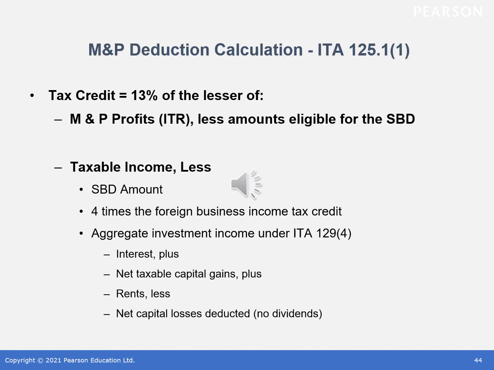Calculating the manufacturing and processing deduction under Income Tax Act Section 125, it's a tax credit that's equal to 13% of the lesser of the MNP profits, less amounts eligible for the small business deduction, or the taxable income, less the small business deduction amount, 4 times the foreign business income tax credit, and the aggregate investment income under the Act Section 129, which discusses interest, net taxable capital gains, rents, and capital losses deducted.